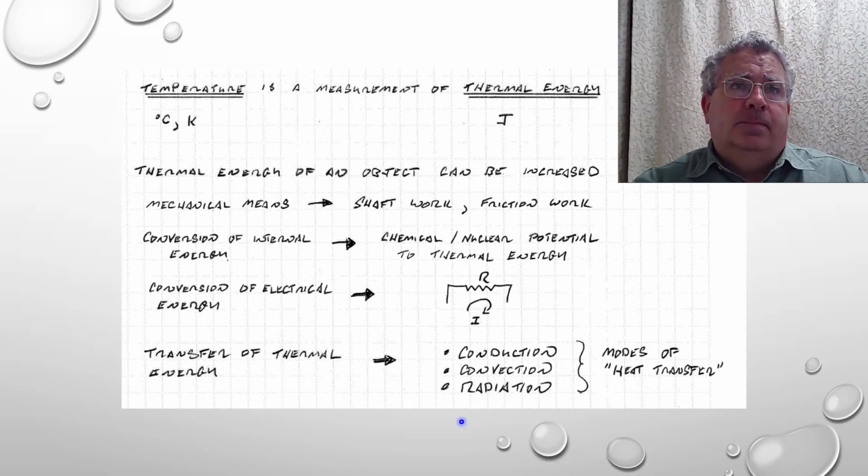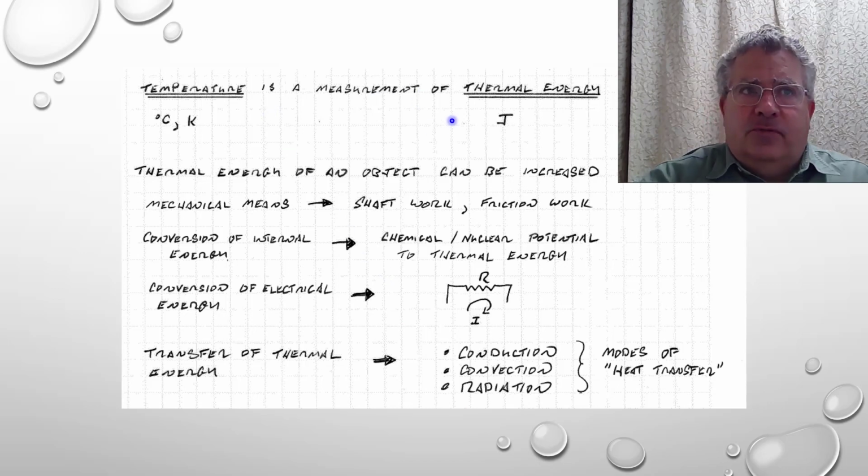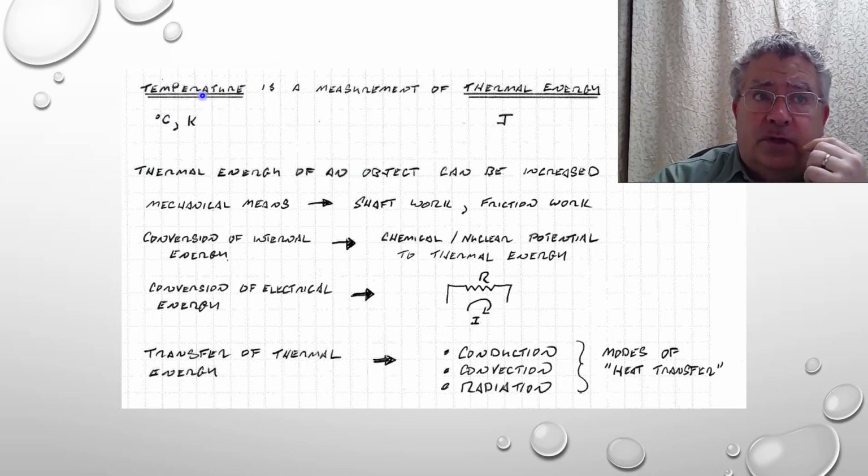Okay, so just to summarize here, we have the temperature as a measurement of thermal energy. Thermal energy is given in joules. We can measure our temperature in either degrees Celsius or in the absolute scale Kelvin. Thermal energy of an object can be increased by mechanical means, so we have shaft work and friction work. The conversion of internal energy can also be done through chemical means, right? We have a battery, nuclear. So chemical or nuclear potential can be directly converted into thermal energy, and we can also convert electrical energy.